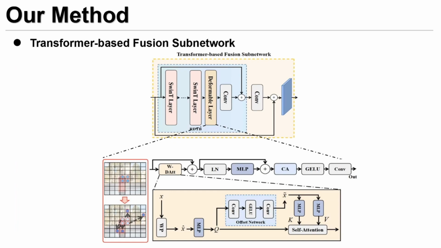The transformer-based fusion subnetwork aims to generate high-quality ghost-free HDR images from the extracted features of LDR inputs. We first utilize the features extracted from the content alignment subnetwork as input, then use several Swin transformer layers and deformable layers to model long-range dependencies and dynamically merge useful information with a larger receptive field.